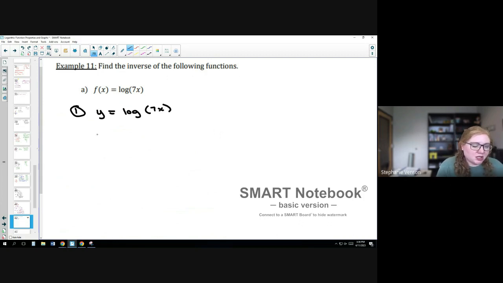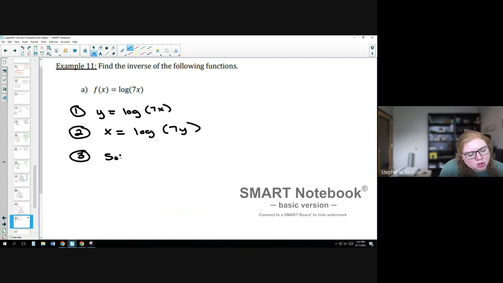Now remember, next step is going to be to switch x and y. So step 1, write it with a y. Step 2, switch x and y. x equals log of 7y. Okay, now step 3 is to solve for y, and that's what I'm going to try to do now.